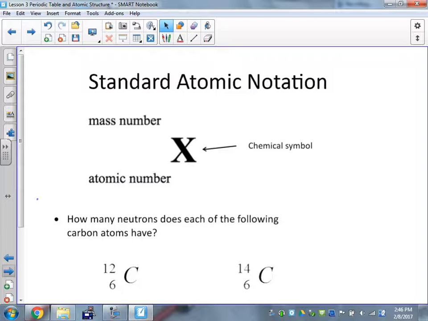Now I'll tell you right now, you really don't even need to put the 6 there, do you? Because what do you know about all carbons? All carbon atoms have to have how many protons?